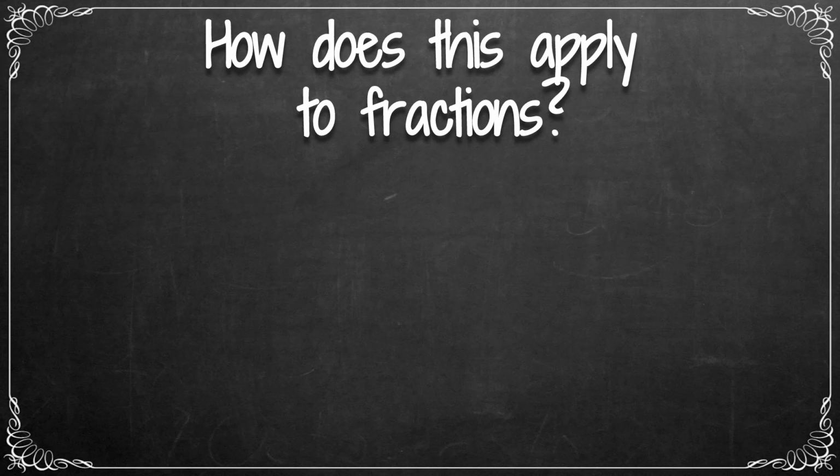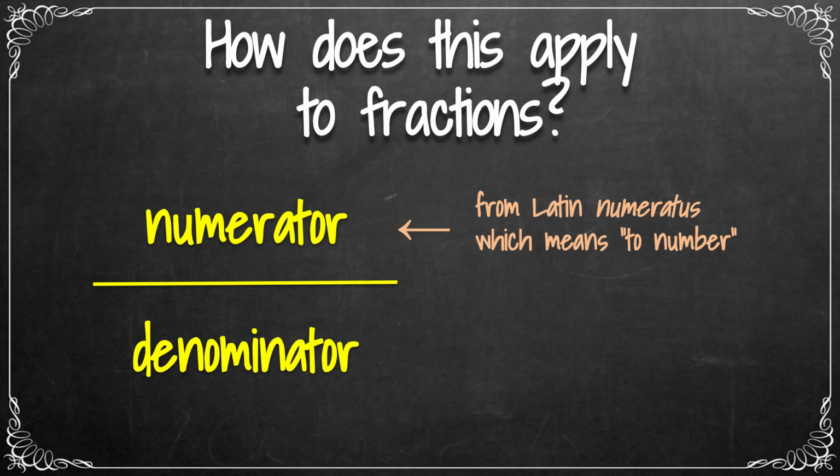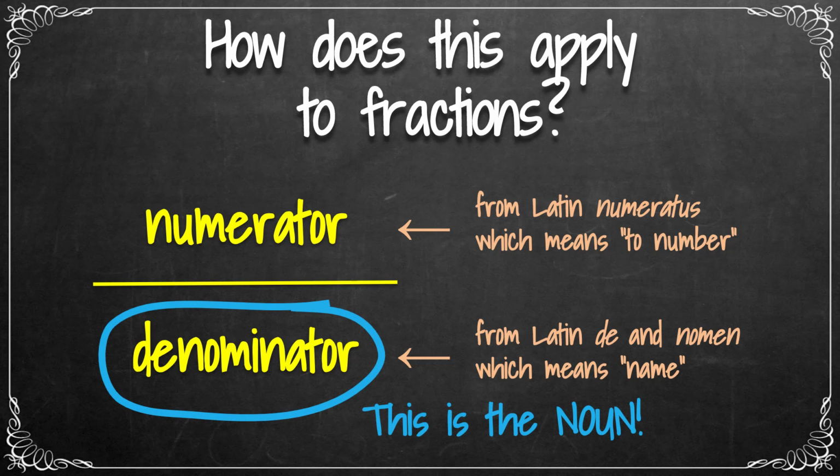So how in the world does all of this apply to fractions? Well, let's look at the parts of a fraction and see what we can figure out. We know that the top number in a fraction is called the numerator. The word numerator comes from the Latin numeratus, which means to number. The numerator tells us the number of parts under consideration in a fraction. The bottom number of a fraction is called the denominator, which comes from Latin de and nomen, which means name. This part of a fraction names the part of the whole. The denominator is the noun.